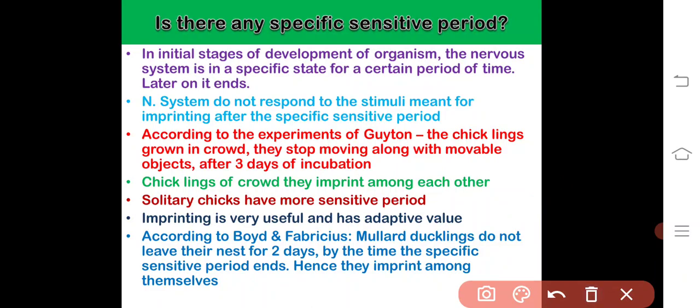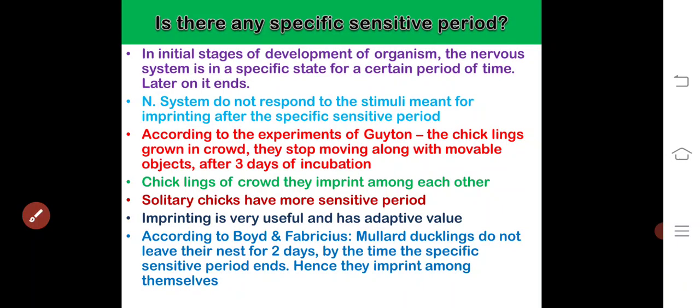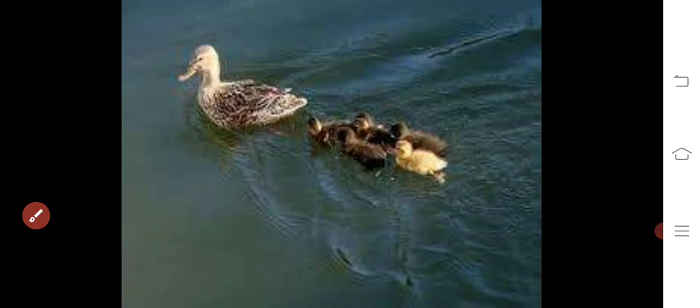According to Boyd and Fabricius, mallard ducklings do not leave their nest for 2 days, by which time the specific sensitive period ends. Hence, they imprint among themselves within these 2 days, which they spend within the nest during the sensitive period. So these are the mallard duck and ducklings.